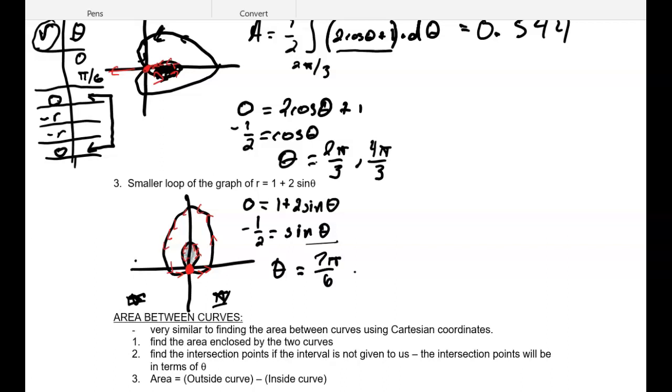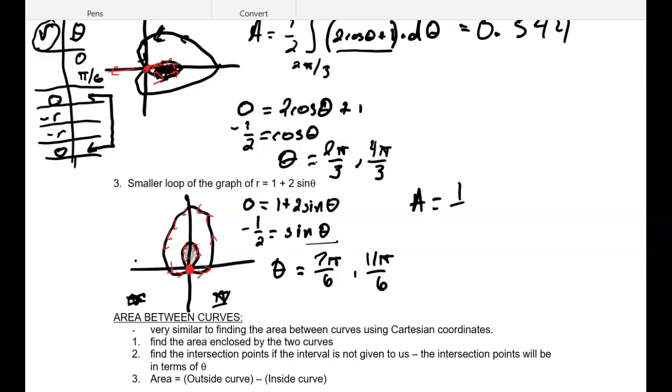Should be 7 pi over 6. If we go to the fourth quadrant, the angle whose y coordinate is negative 1/2, in the third quadrant, should be 11 pi over 6. So some little used angles that we're going to have to be recalling.